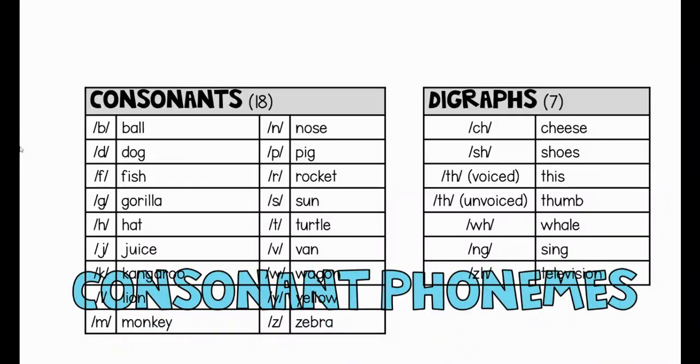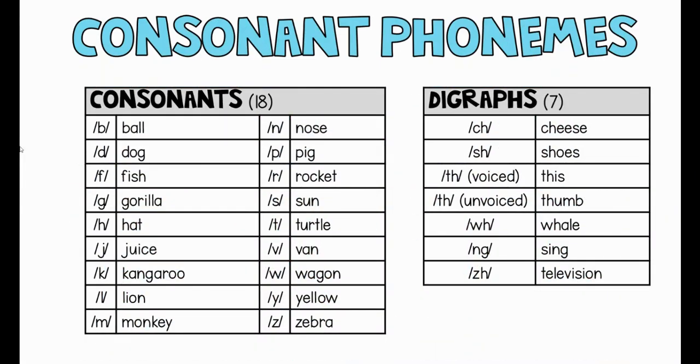So let's explore the consonant phonemes first. Here we have a list of the consonant phonemes, and I broke it up into two different charts. So the 18 consonants listed in the first chart are pretty straightforward. And then we have the digraphs in the other chart. And a digraph is when you have two letters that make one sound.